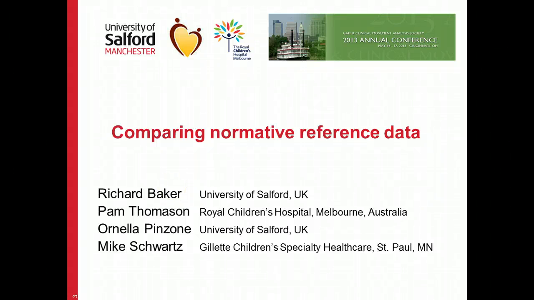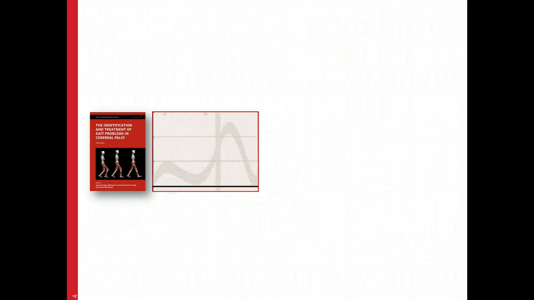In this presentation, I want to ask why it is that we collect normative reference data in clinical gait analysis. In the old days, we were virtually told that different laboratories were going to collect data in different ways, and that the only way we could make sensible clinical interpretations was to compare our clinical interpretation with our normative data ranges collected in the same laboratory.